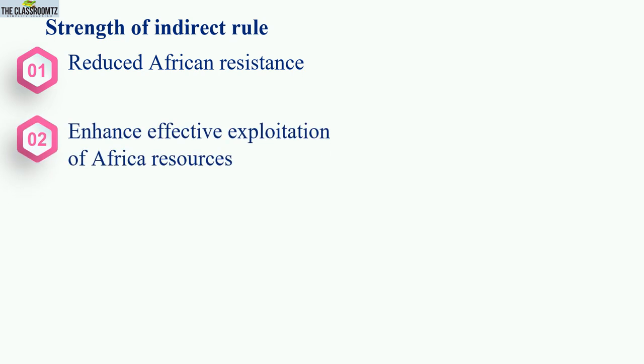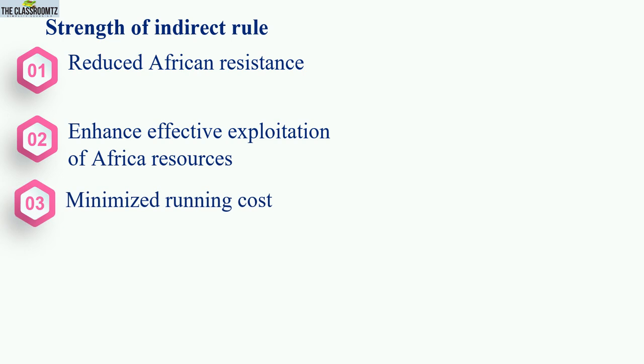And hence the effective exploitation of African resources. The British gained all the resources they wanted by using African chiefs. In other words, we can say maybe these African chiefs betrayed their people, but maybe because of ignorance in those days. Minimize the running costs. As we said before, it was cheap to run this system because those African chiefs were not paid a full salary as other officials.